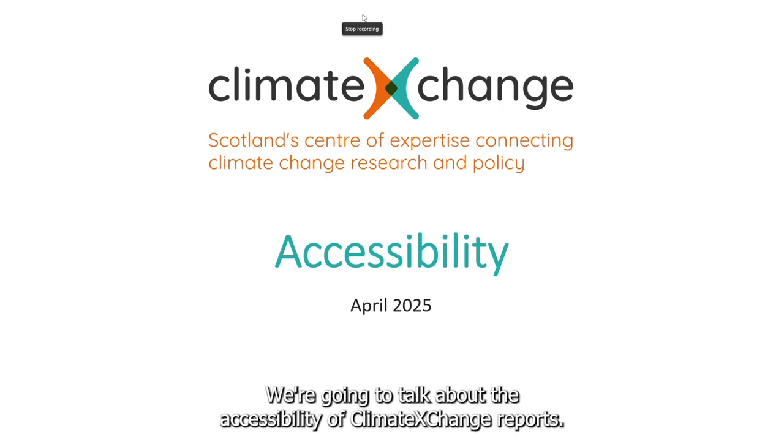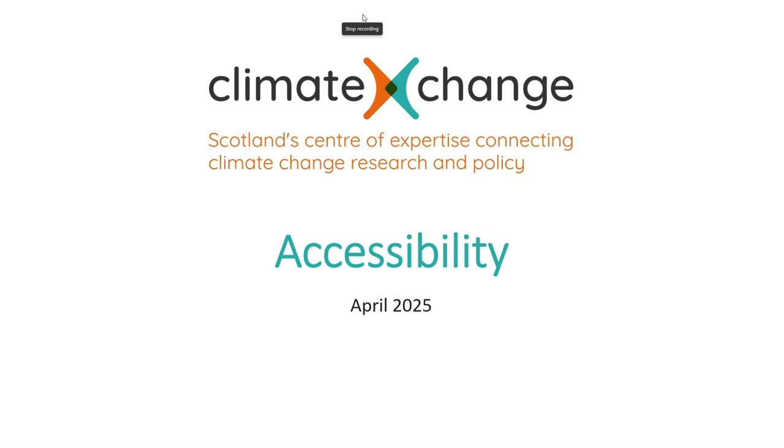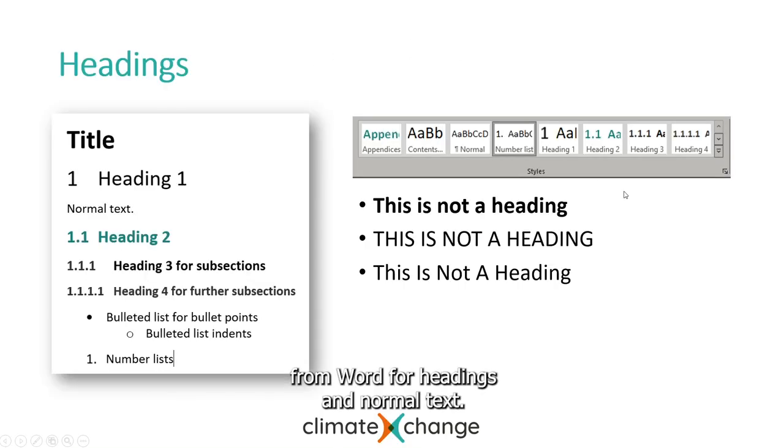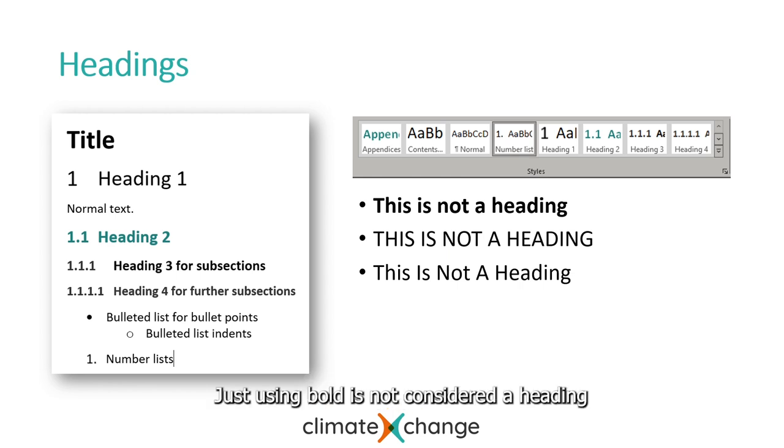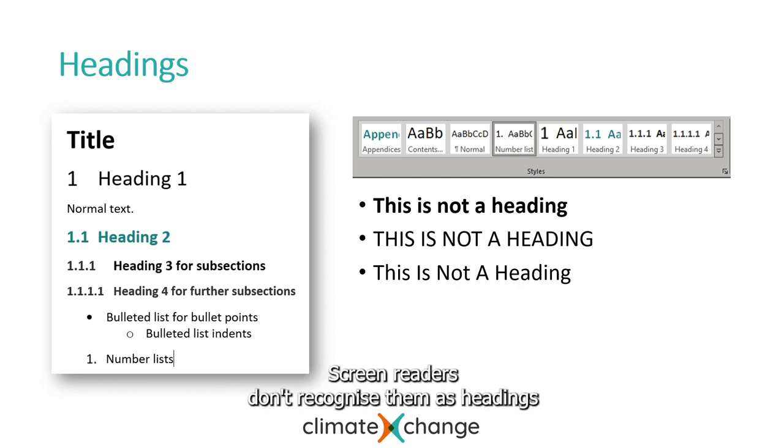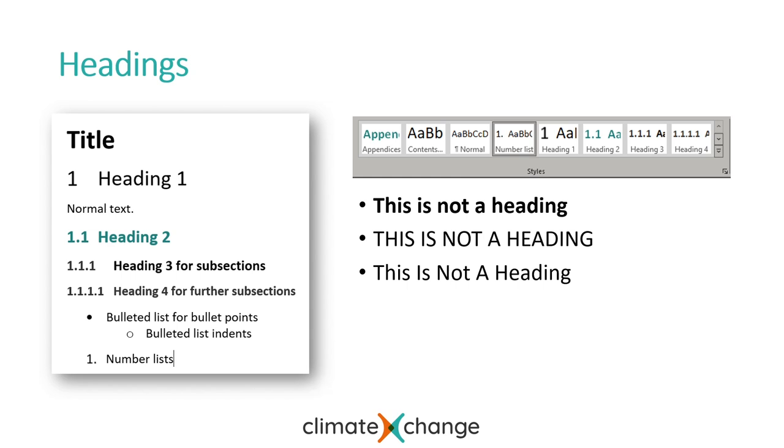to talk about accessibility of ClimateXChange reports. It's very important to use preset styles from Word for headings and normal text. Just using bold is not considered a heading. Screen readers don't recognize them as headings, so it can confuse people. Please do not use all capitals nor capitalize the first letter of each word in a heading. It's really important to keep to the styles.